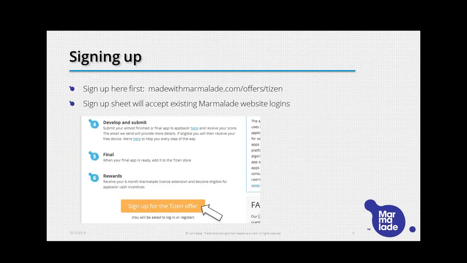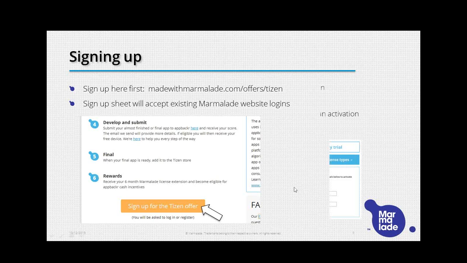It's very easy to sign up. If you haven't signed up already, just go to madewithmarmalade.com/offers/Tizen and click on the big orange button. That page also has details of pretty much all of the terms and conditions and FAQs about the offer. So if there's anything that isn't clear from this webcast or you need to look up, that's the place to go and see it.